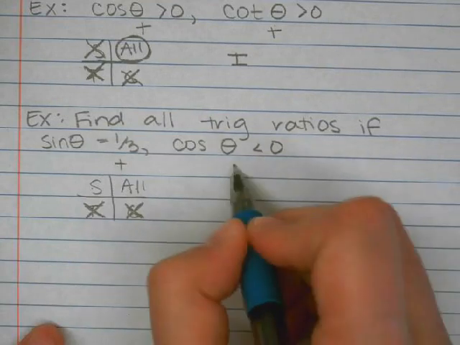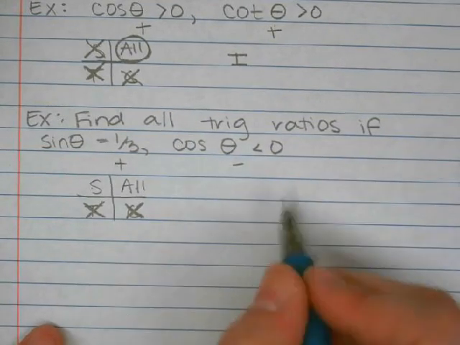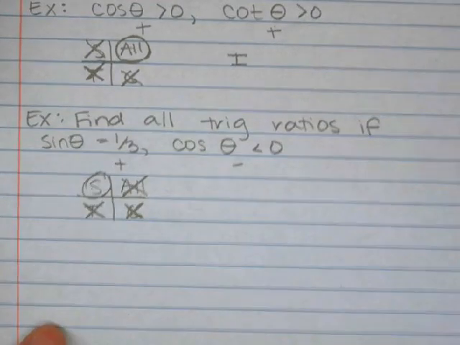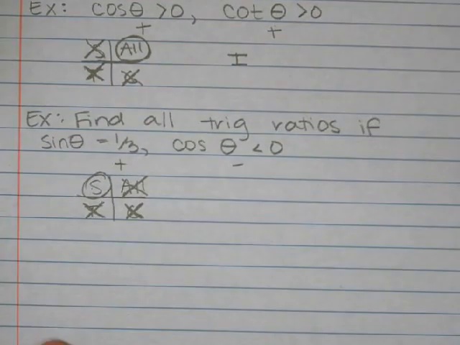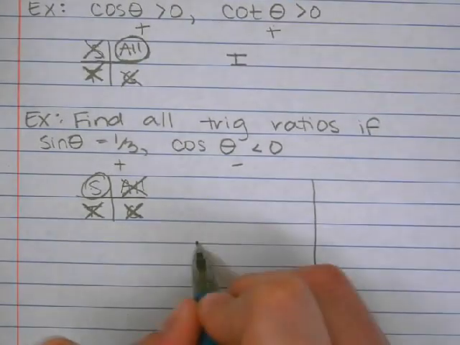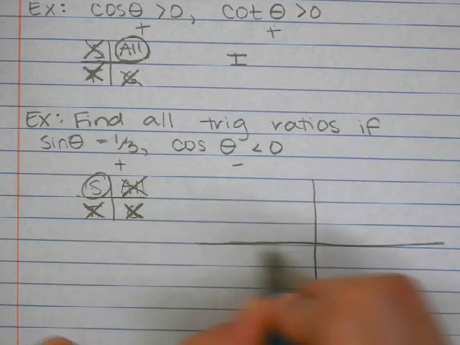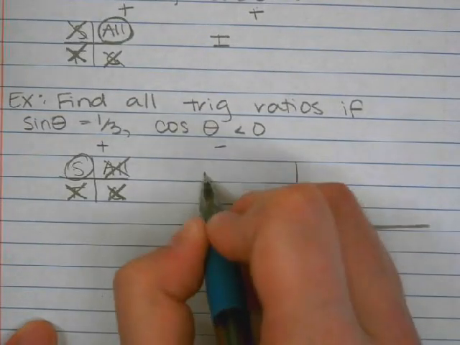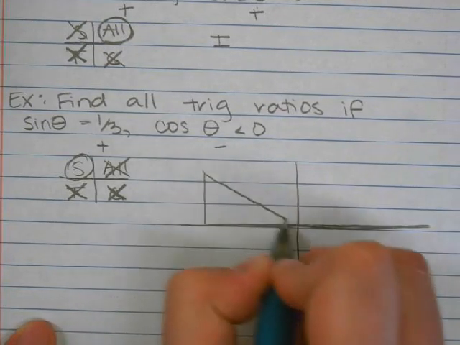Cos is less than 0. Cos is negative. So that means we can't be working in the first quadrant. So we must be doing something in quadrant 2. Now I can go ahead and draw a picture. I don't know why I'm drawing it so big. It only needs to have space in quadrant 2. So I'm drawing a triangle in quadrant 2.